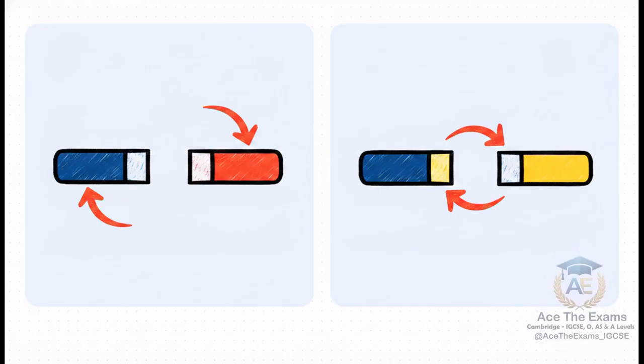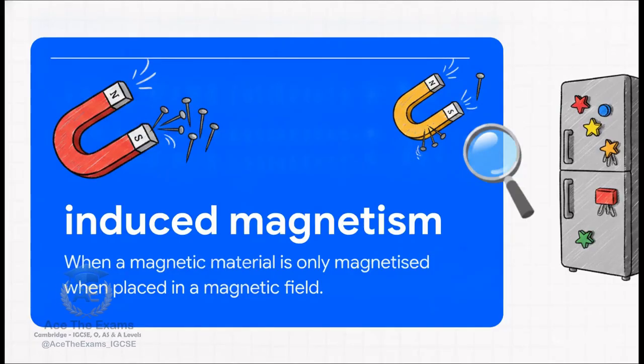But if you bring a north and a south together, boom, they pull towards each other. It's the classic opposites attract scenario. Now here's a fun question. How does a regular fridge magnet stick to the fridge door if the door itself isn't a permanent magnet? Well, it all comes down to induced magnetism.